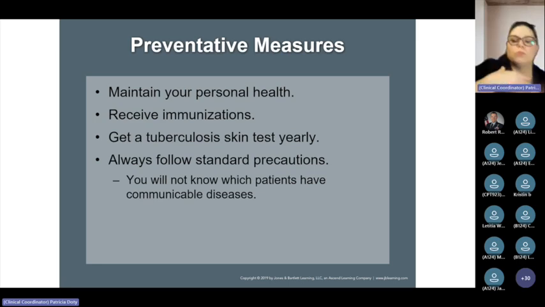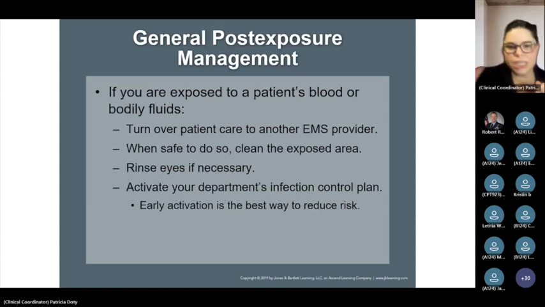Receive immunizations and make sure that they're on time. Once again, we're talking about boosters just a second ago. If that's something that you think that you need and that's something that's required, then go ahead and get them. Get your TB skin test done yearly. Always follow your standard precautions. You're not always going to know when someone has a communicable disease. You're just not. And that's just how the world works. So, let's go through a couple more and then we'll take a break at 7 o'clock, okay?